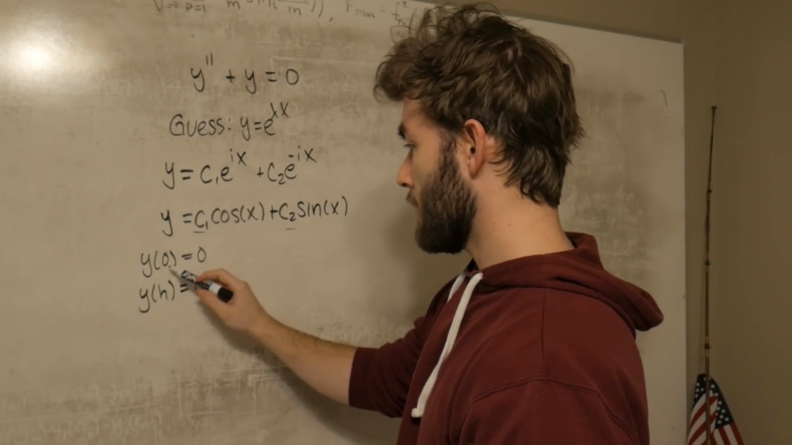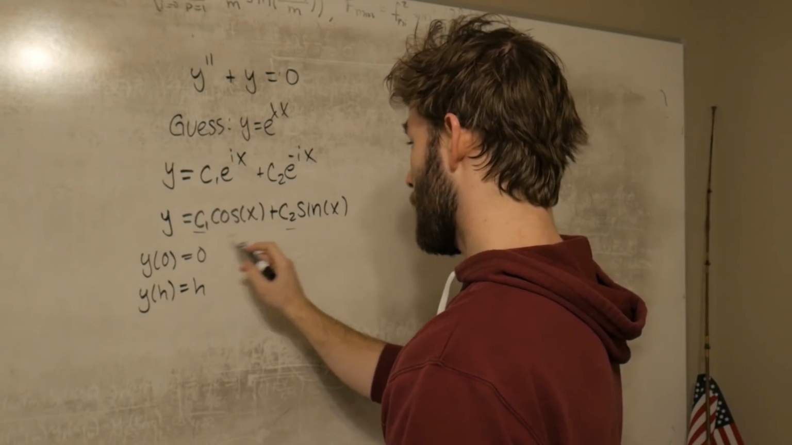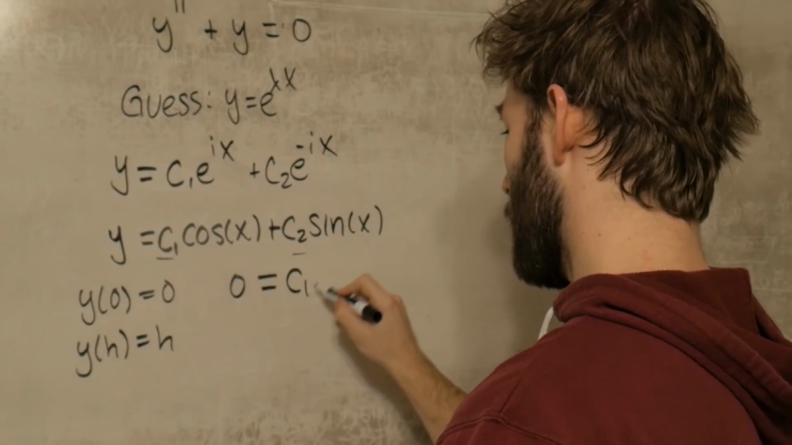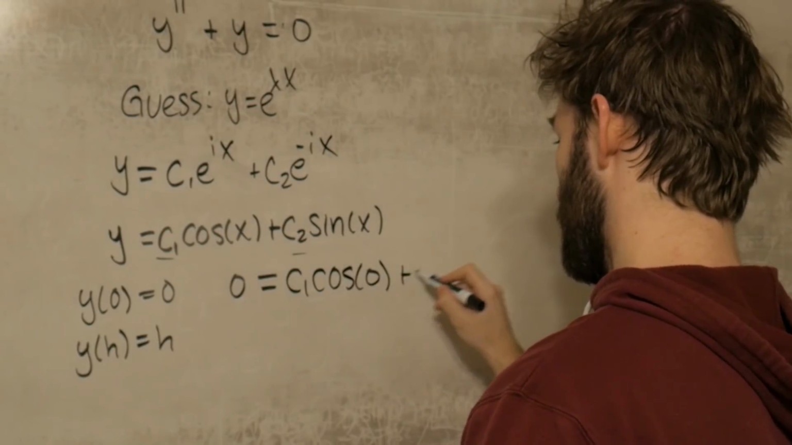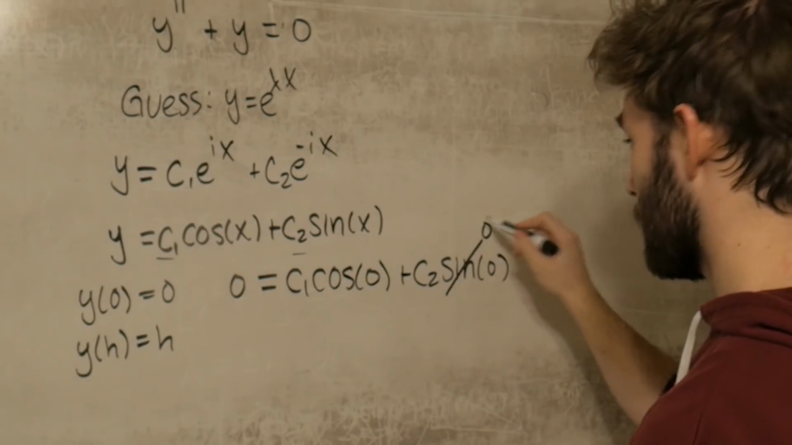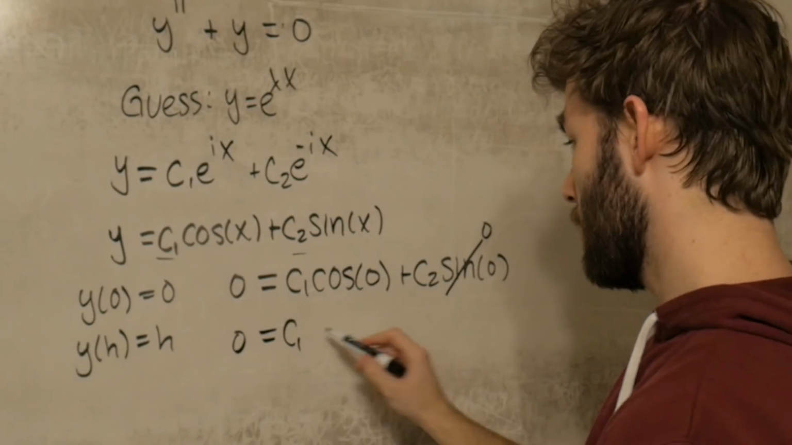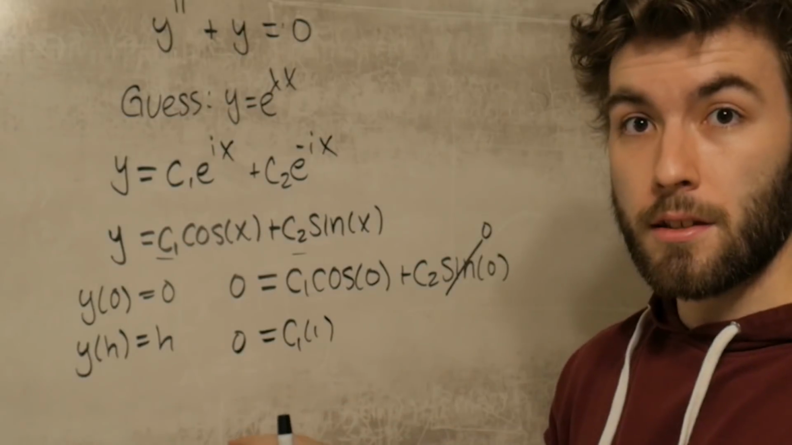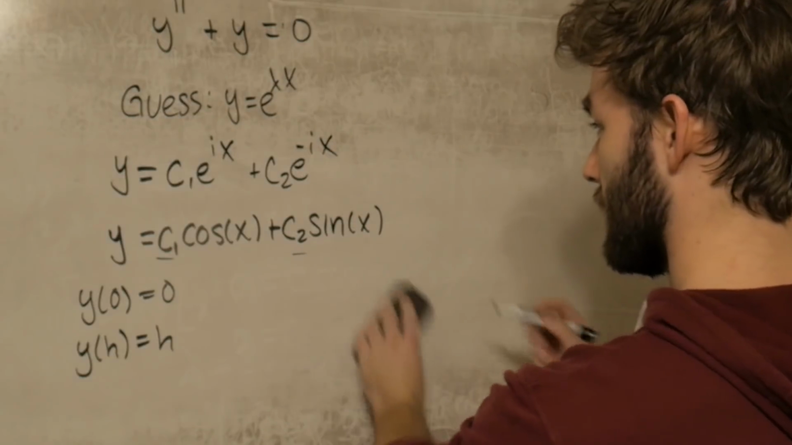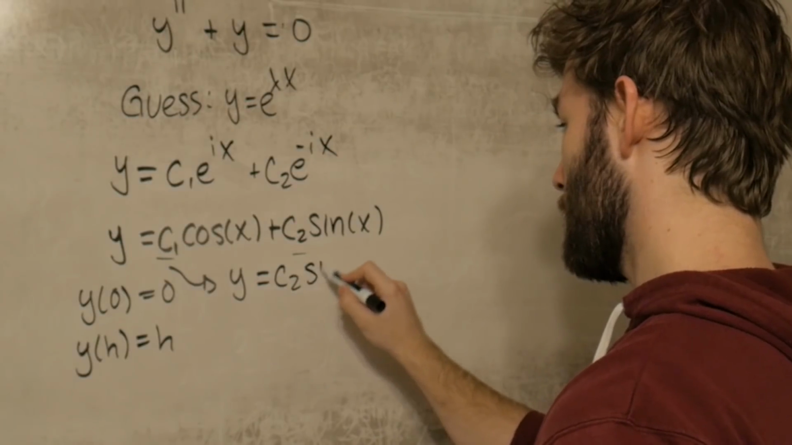So if we take this initial condition first, or this boundary condition first, we can plug in 0 for x and y and see what one of these coefficients has to be. So if we do 0 is equal to c1 cosine of 0 plus c2 sine of 0, well, sine of 0 is just 0, so that goes away. Then we get 0 is equal to c1, cosine of 0 is 1, so we get that c1 has to equal 0. So that simplifies one term of our solution. This tells us that this is really, so far, y equal to c2 sine of x.